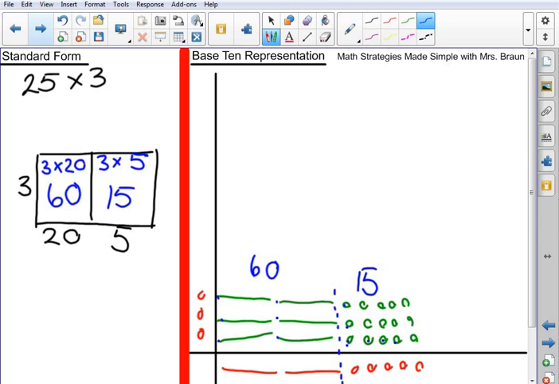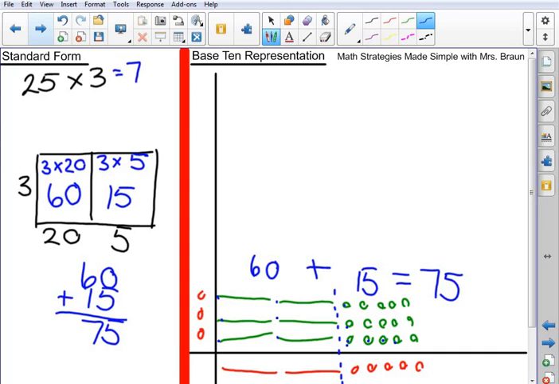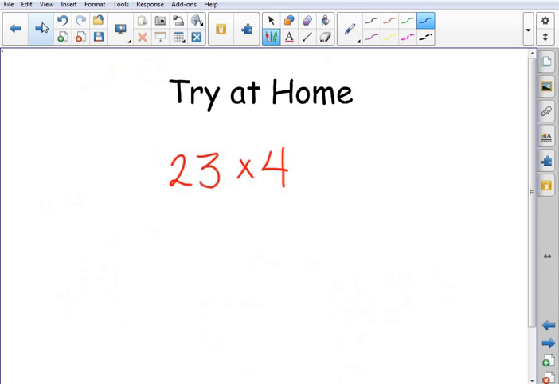And I'm going to add those together. Gives me 75, or you can count them all up over here. Either way, you're going to get the same answer, 75, same product. Okay, here's one for you to try at home.